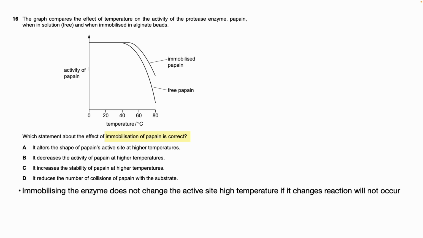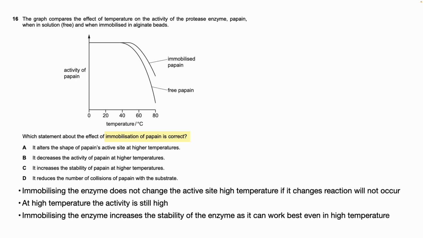It decreases the activity of peptide at higher temperature. At higher temperature, the activity is still high for the immobilized peptide enzyme, which shows that it is not going to decrease the activity. Then option C, it increases the stability of peptide at higher temperature. Immobilizing the enzyme increases the stability of the enzyme as it can work best even at higher temperature.